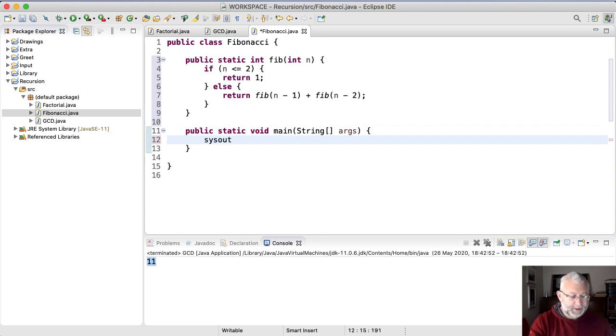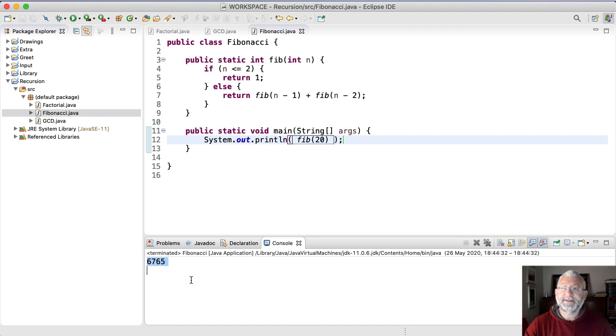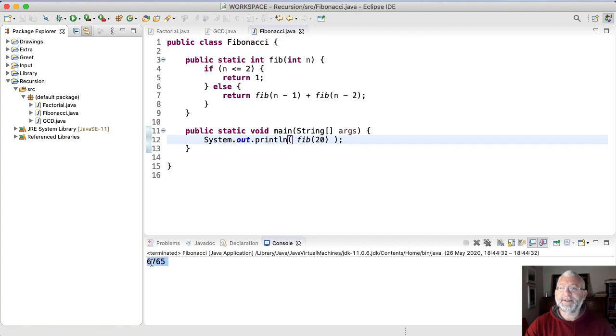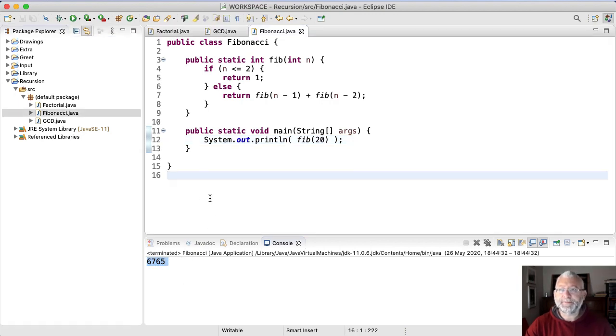Okay, and let's see what the 20th Fibonacci number is. I don't know. Okay, let's save and run. 6,765. So if you keep on going with the sequence, eventually you come to 6,765 in position 20.